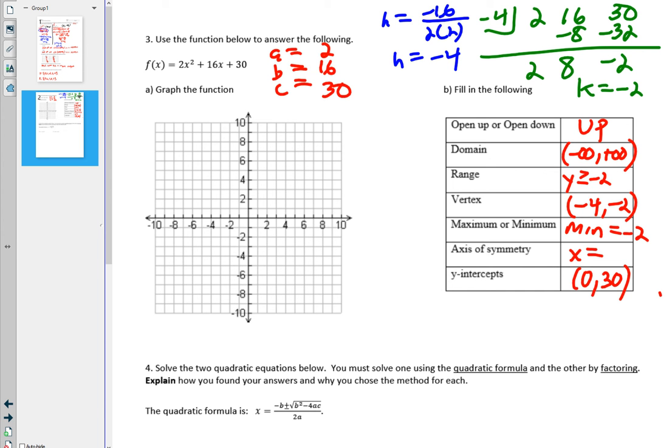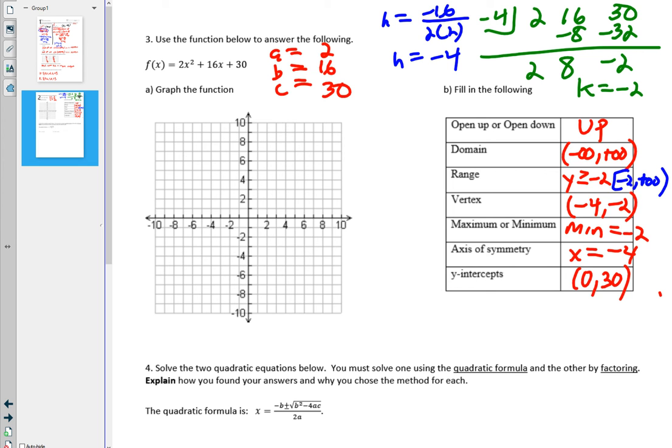But if you prefer interval notation, which a lot of you completely botched, then you can also write this as -2 to positive infinity. One or the other, but you don't need both. And now we know our axis of symmetry is going to be at x equals what? x equals -4.